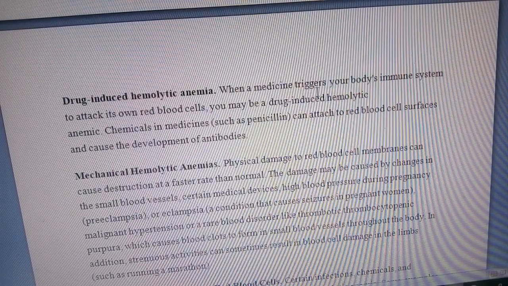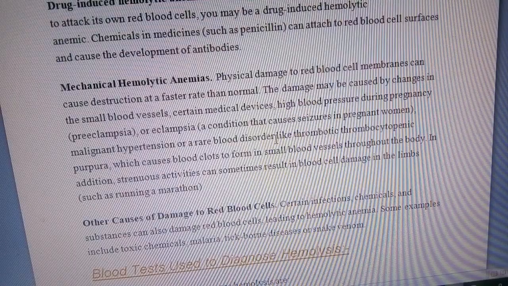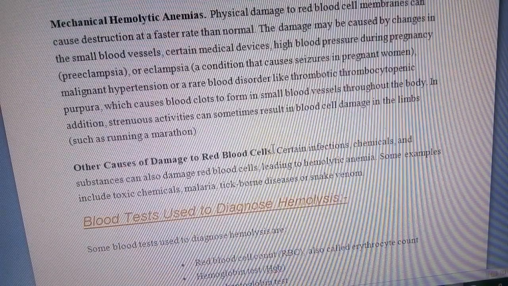Now, the third point is drug-induced hemolytic anemia. When a medicine triggers your body's immune system to attack its own red blood cells, you may have drug-induced hemolytic anemia. A chemical in the medicine can attach to the red blood cell surface and cause the development of antibodies. Another point is mechanical hemolytic anemia and other causes of damage to red blood cells.